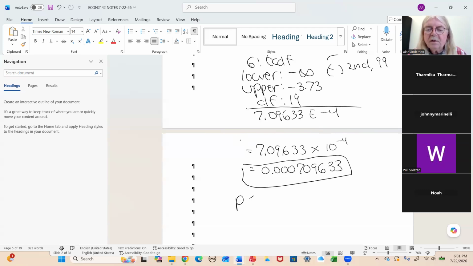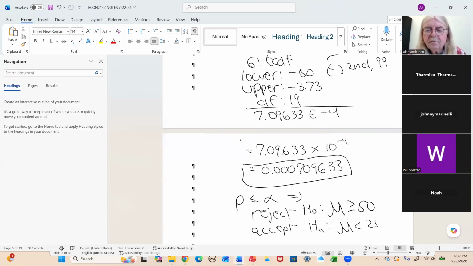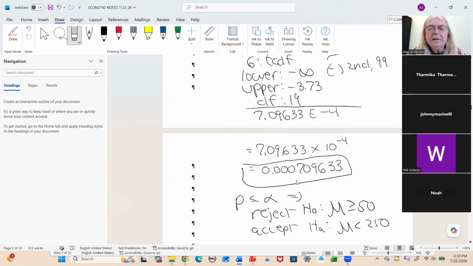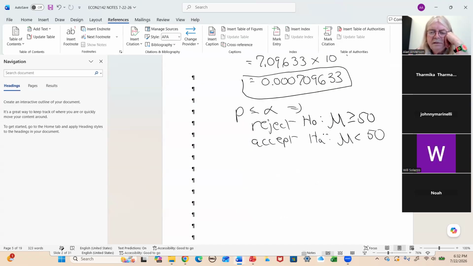Now, clearly, P is well below alpha, and so therefore we reject the null and accept the alternative that the mean is too low. Not 50. So that's how we know that we need to do something different with the orange juice. Okay, that was number one. Very straightforward, good practice. What about number two?